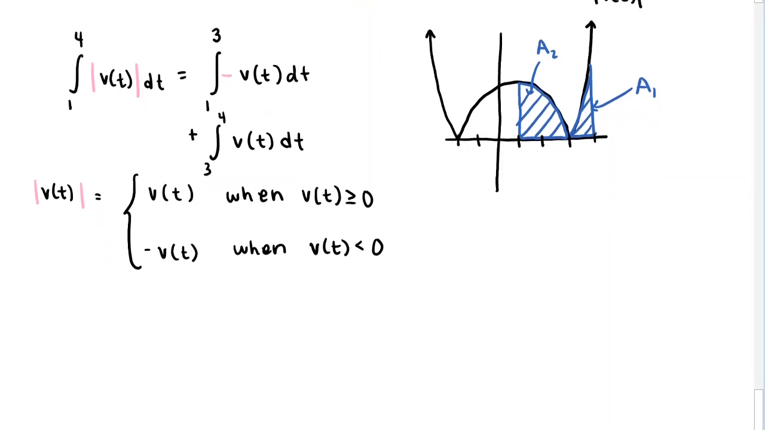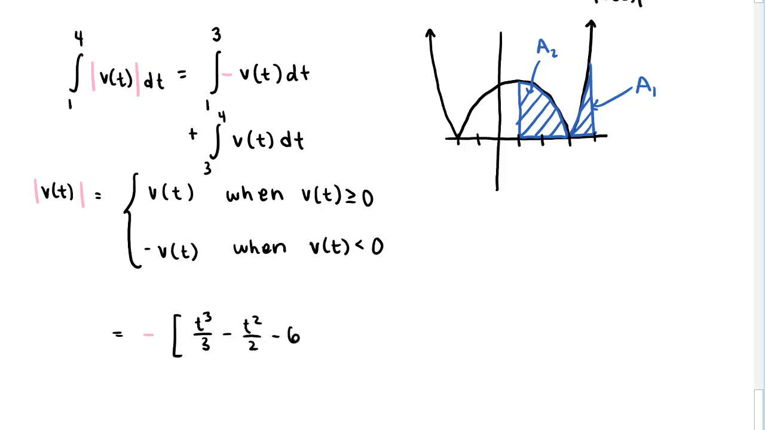Okay, so let's compute this. What do we get? Well, we get the same antiderivatives that we did before. I'm going to take that first negative sign out. It's a constant multiple of the integrand of that first integral, so let me just factor it out, and we're left with negative the integral from 1 to 3 of v of t. This is t cubed over 3 minus t squared over 2 minus 6t, using the same function that we had above.